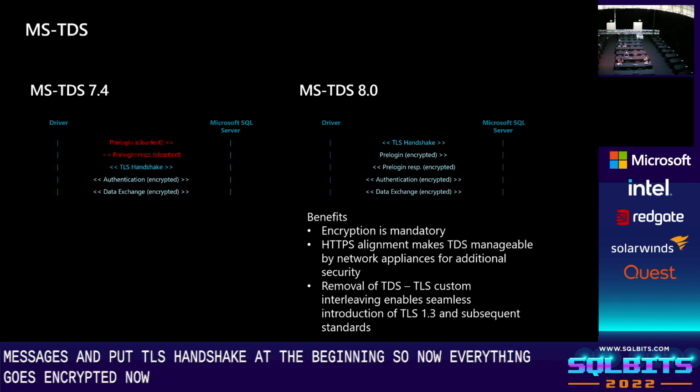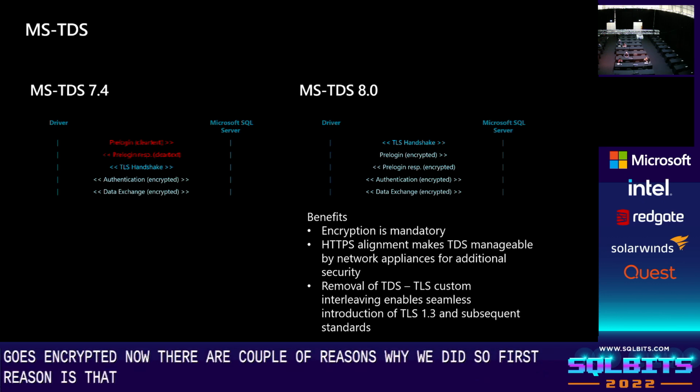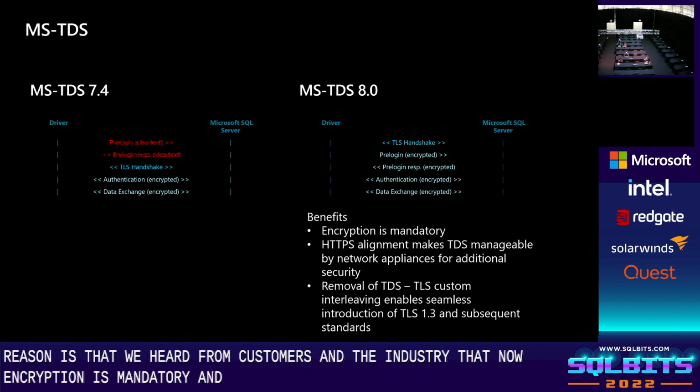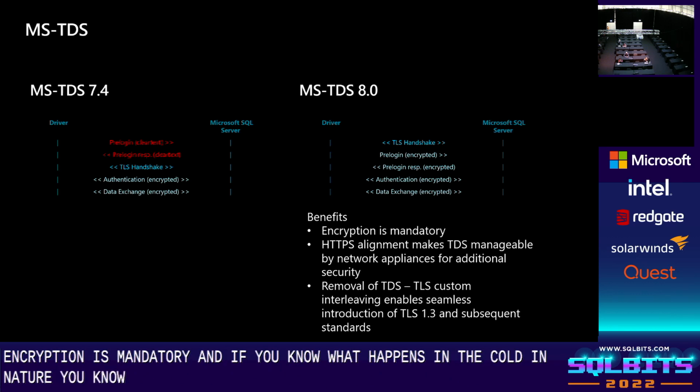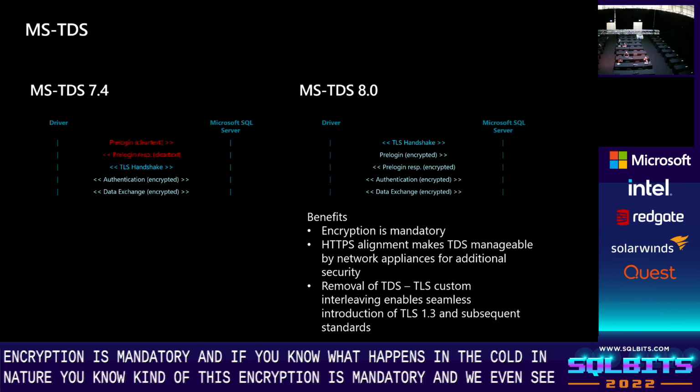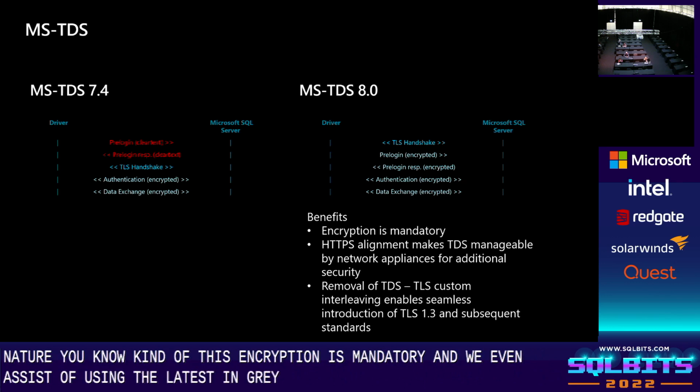Now, there are a couple of reasons why we did that. The first reason is that we heard from customers and from the industry that encryption is now mandatory. And if you know what happens in the cloud, in Azure, encryption is mandatory. We even insist on using the latest and greatest TLS protocols. But that is just one reason.